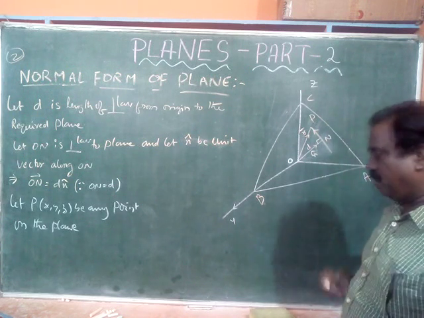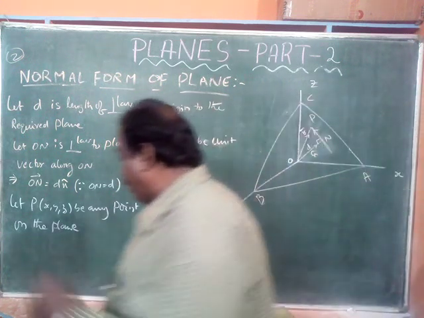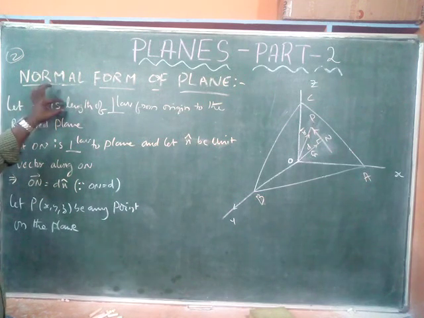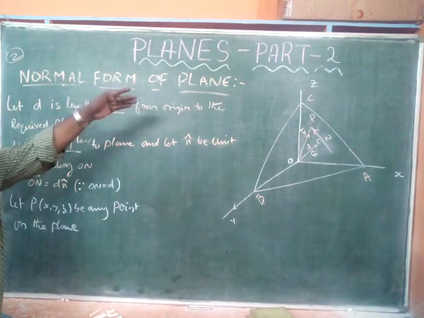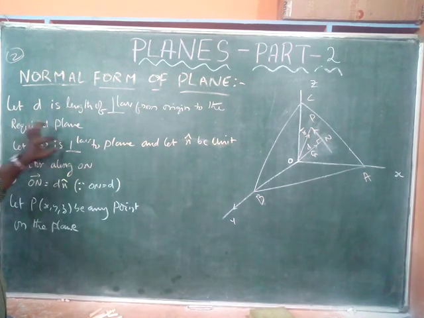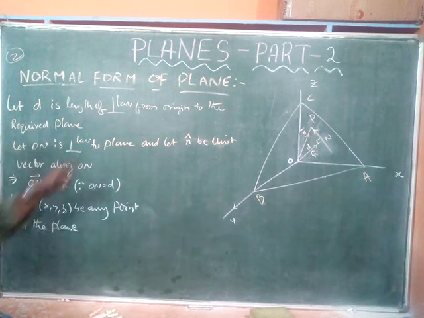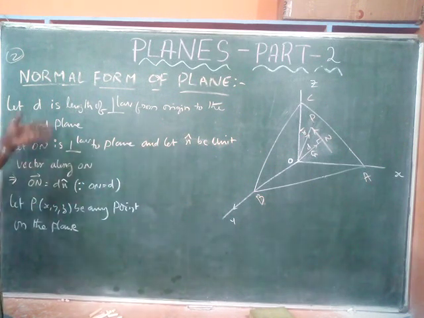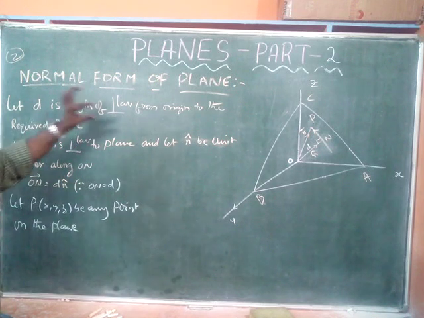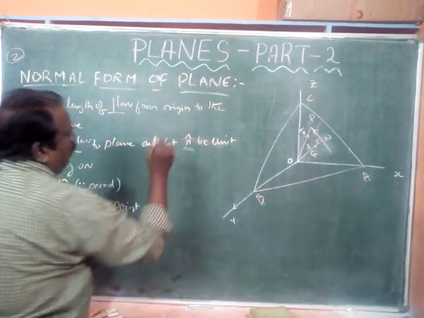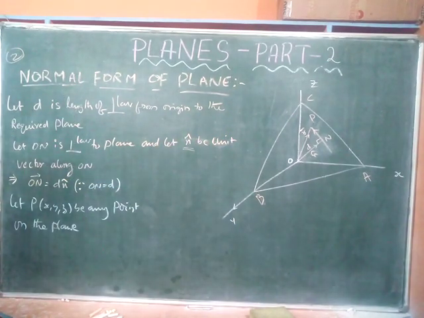Okay, now we will come to the right. You see, this is the normal form of the plane. Let D be the length of the perpendicular drawn from the origin to the required plane. Already we discussed, ON is the perpendicular to the plane. Let N cap be the unit vector along ON. I am writing on the board: D is the length of ON, and N cap is the unit vector along ON.